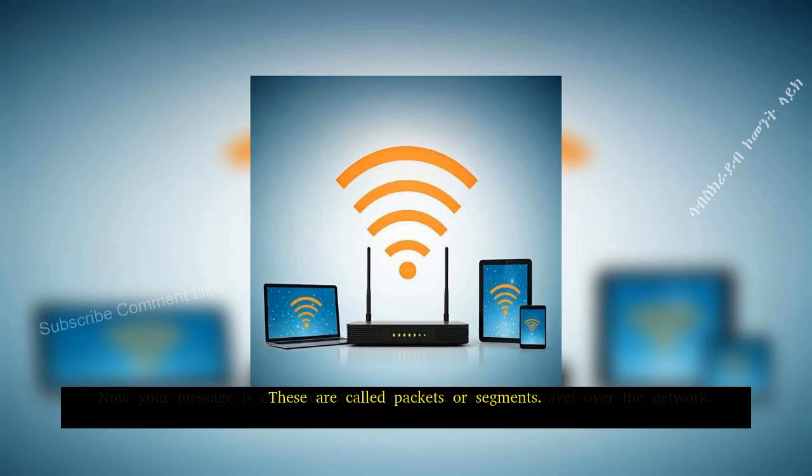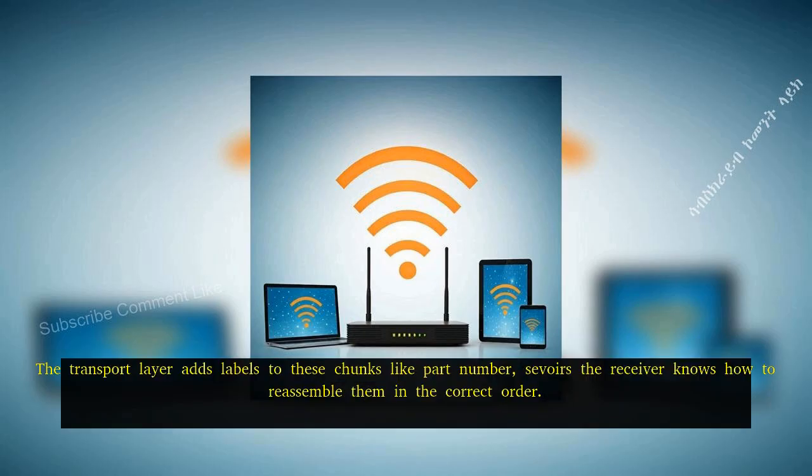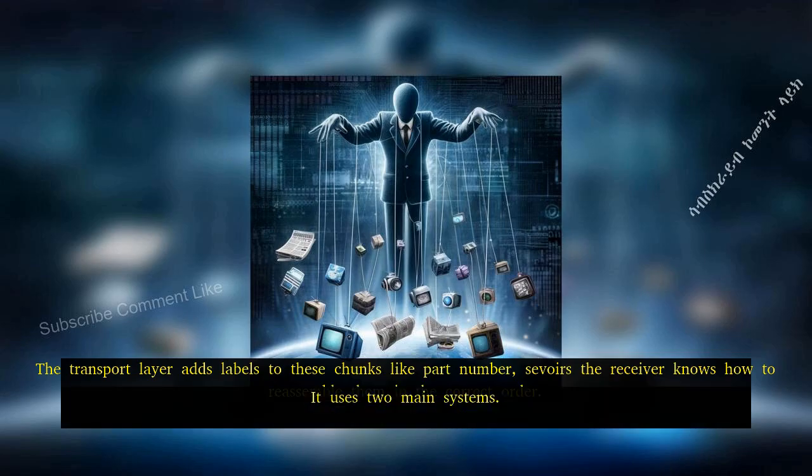The transport layer, breaking data into packets and ensuring delivery. Now your message is chopped into pieces small enough to travel over the network. These are called packets or segments. The transport layer adds labels to these chunks like part numbers, so the receiver knows how to reassemble them in the correct order.